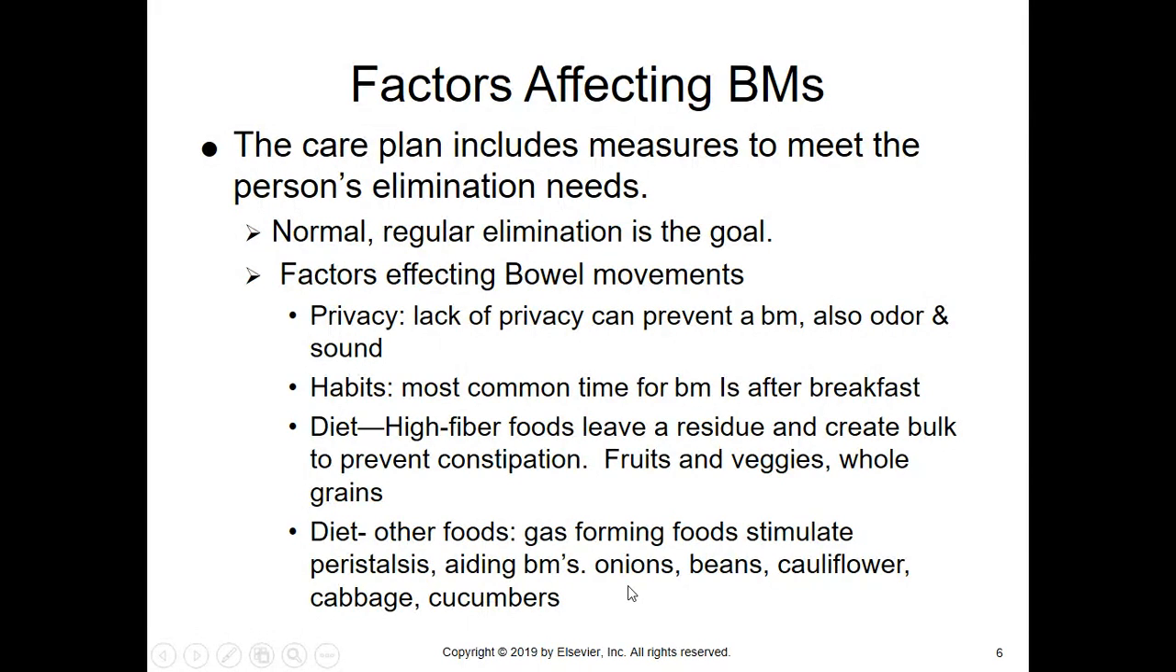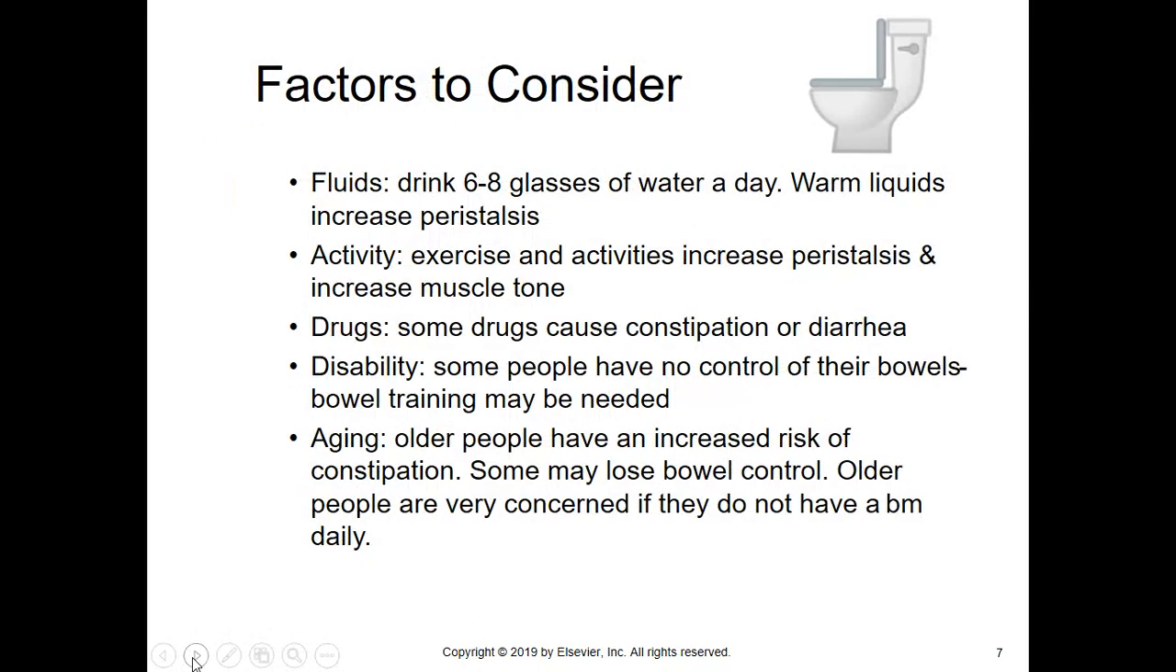Common things that do that are cauliflower, broccoli, beans, onions, cucumbers, cabbage. They all can make people gassy and promote bloating. Okay, so if you notice a person's having a lot of bloating and complaining of gas, we might want to look at their diet and see what are they eating and maybe decrease some of these things in their diet. If they're having a hard time going, we're going to increase the fruits and vegetables and whole grains. All right.